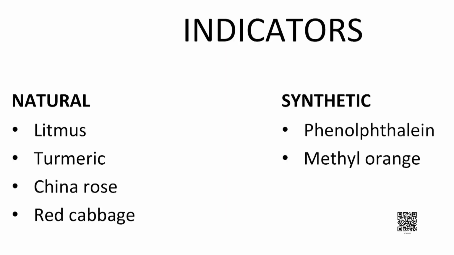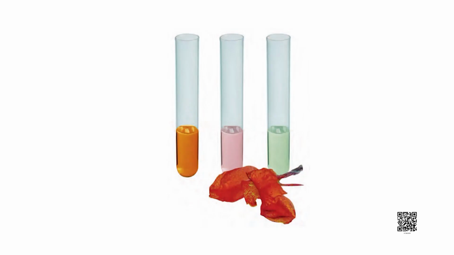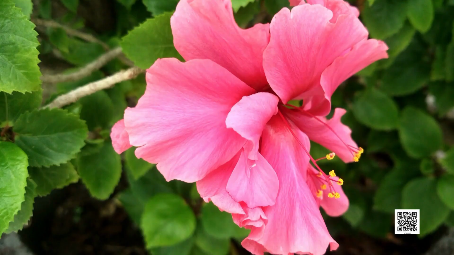Another dye we use daily in our life is turmeric. Turmeric is a dye having yellow color. This also indicates basic character. Similarly, we can also use China rose solution, which also acts as a natural indicator. Similarly, red cabbage. Red cabbage has a red color pigment which turns color in acid and base medium.